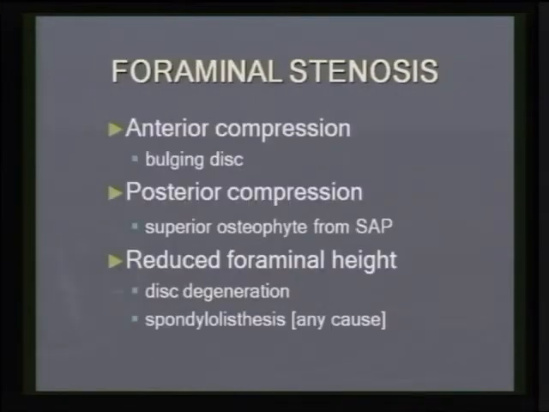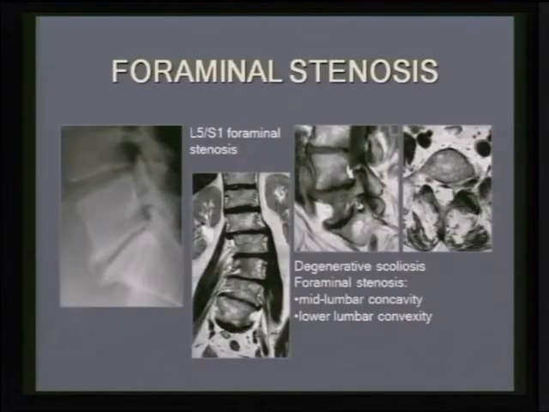Foraminal stenosis, again, has the same components of the bulging disc, but this time a superior osteophyte from the articular process may result in foraminal compromise. But a very potent cause of foraminal stenosis is reduced foraminal height due to spondylolisthesis, because spondylolisthesis results in a horizontal orientation of the foramen rather than the normal vertical orientation. And when that's combined with a degenerate bulging disc into the foramen, then it can result in very, very severe compression of the exiting nerve root.